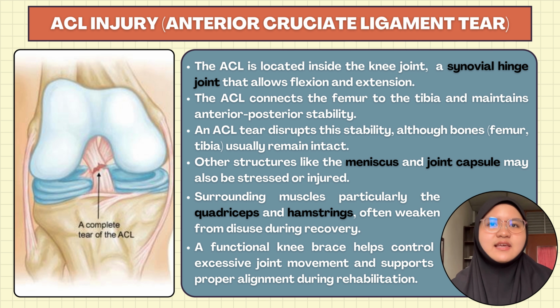In many cases, other structures like the meniscus or joint capsule may also be affected. During recovery, the surrounding muscles, especially the quadriceps and hamstrings, often weaken due to reduced usage. A functional knee brace is used to limit excessive joint movement and provide external stability during rehabilitation.